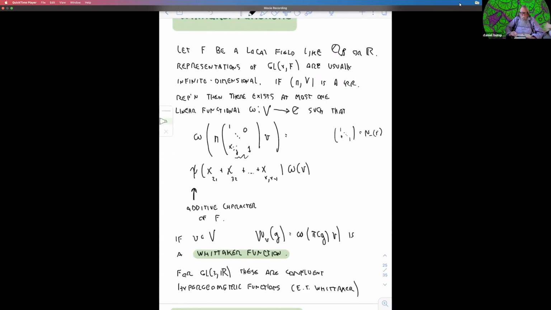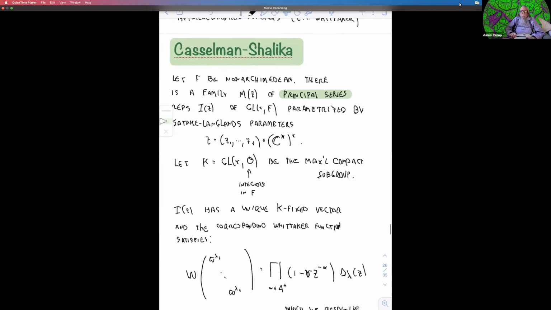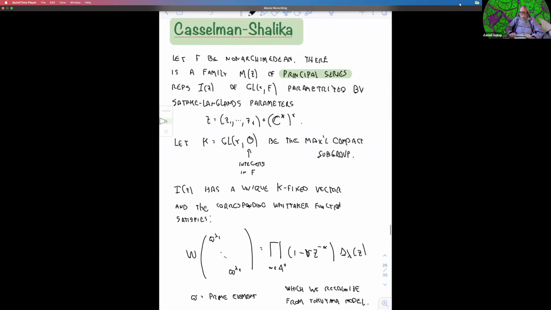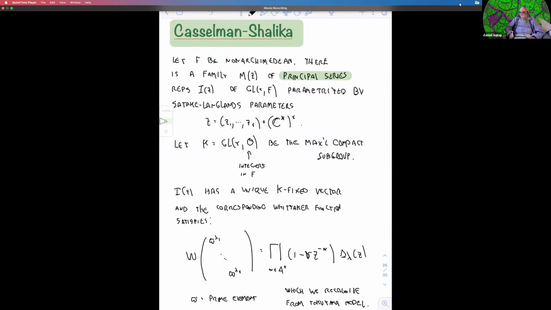And the reason it's called a Whittaker function is that for GL(2, R), these are confluent hypergeometric functions, which were studied by Whittaker. There's a chapter on the confluent hypergeometric function in Whittaker and Watson. But we're interested in the non-Archimedean case. And then there's a formula of Casselman and Shalika, which would say that if I take the spherical Whittaker function, the spherical vector is a particular vector which is fixed by the maximal compact subgroup. So the maximal compact, no.